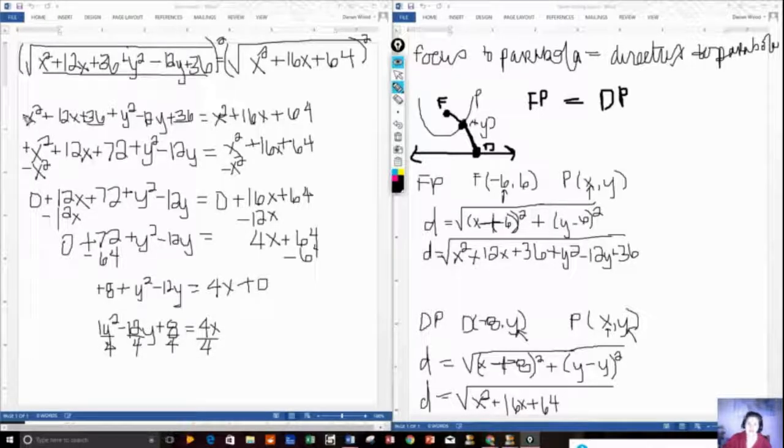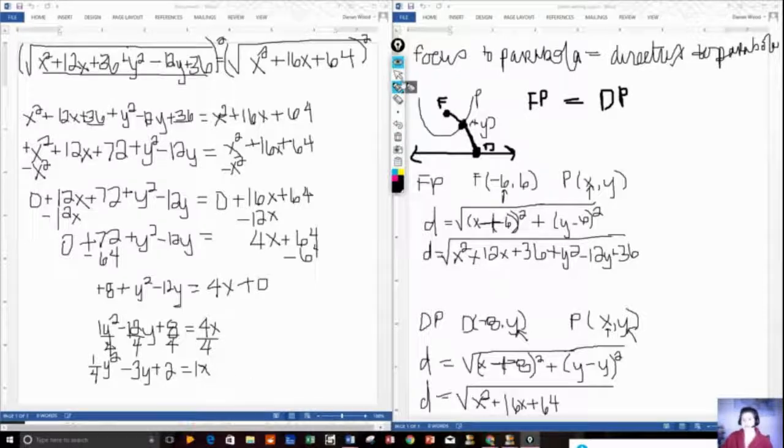Like this x squared, there's an invisible 1 there. And this y squared, there's an invisible 1 there. Mathematicians just became lazy and didn't want to write the 1, so they implied it. And so there is a 1 there. So 1 divided by 4 is 1/4, and we have y squared still, and minus, and 12 divided by 4 is 3, and we have the y, so minus 3y, plus 8 divided by 4 is 2, and that's going to equal 4 divided by 4 is a 1, and we have x.